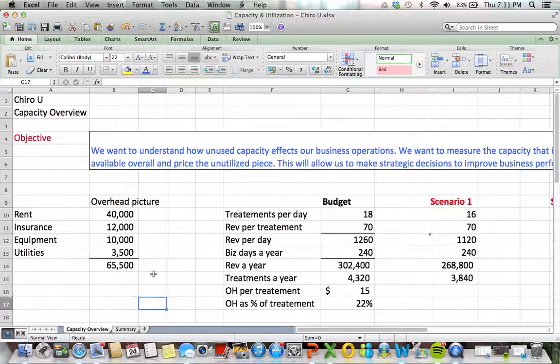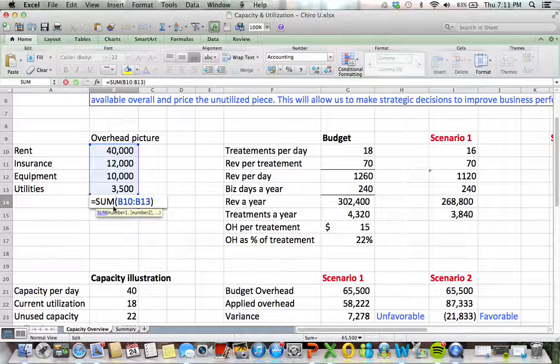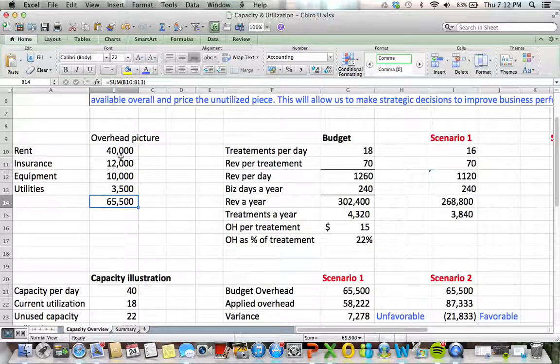So, for example, with this chiropractic business, we're looking at overhead, right? Say I have 65,500 of overhead. I have rent as 40,000, insurance is 12,000, equipment is 10,000, utilities 3,500. And this is my operations picture this year. So I'm looking at 18 treatments per day, $70 I'm charging per treatment. My revenue per day is $1,260, and there are 240 business days a year.